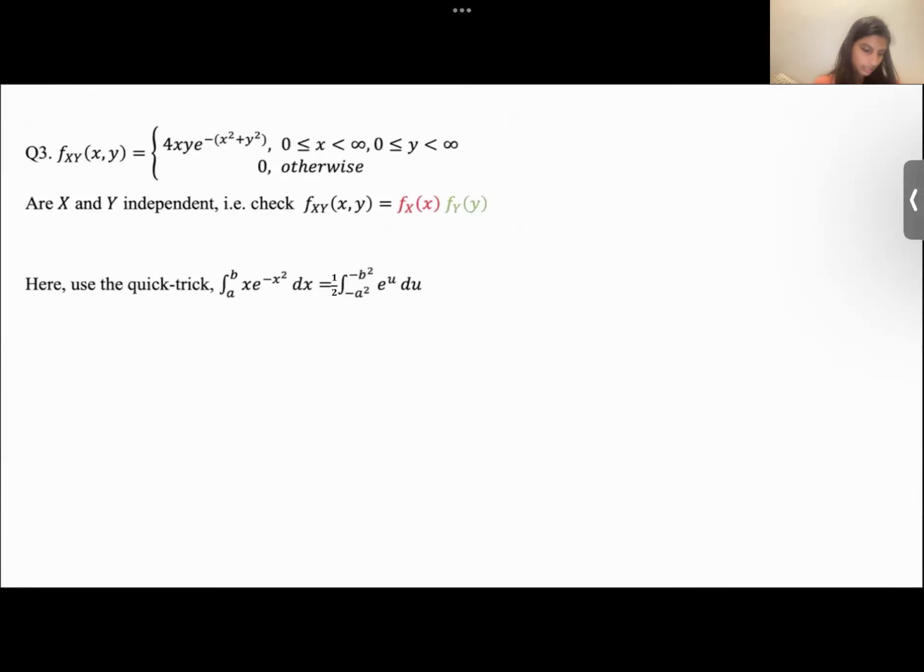Okay, the next question here. We have a function where x and y are independent. So your joint probability is just f of x into f of y. To solve this, what do you do?